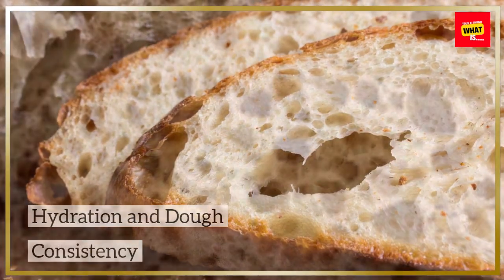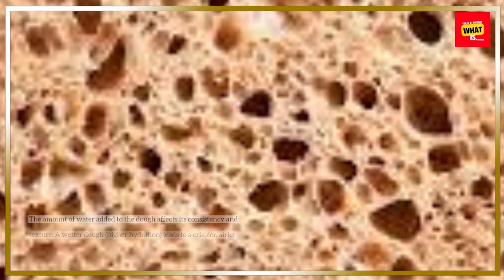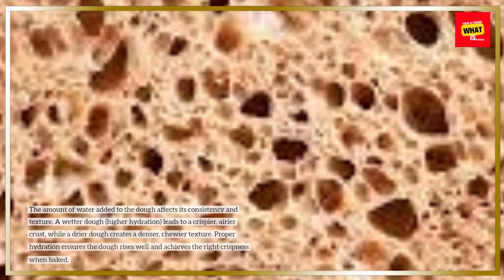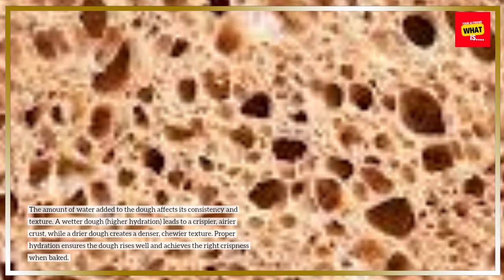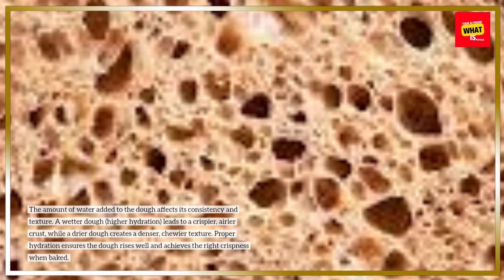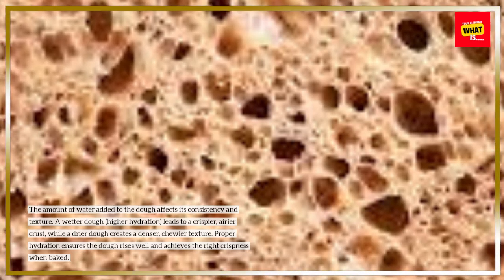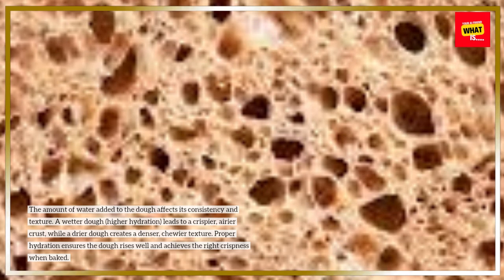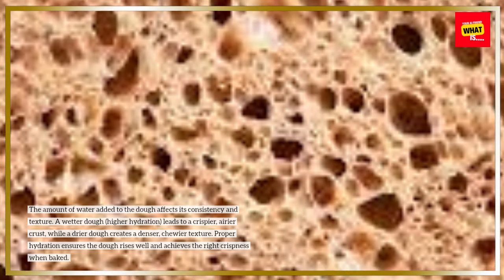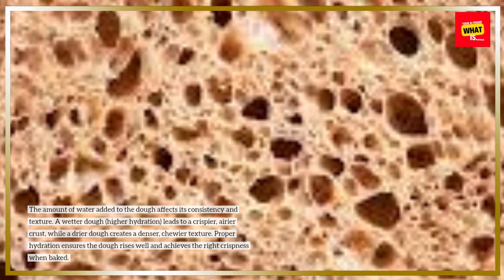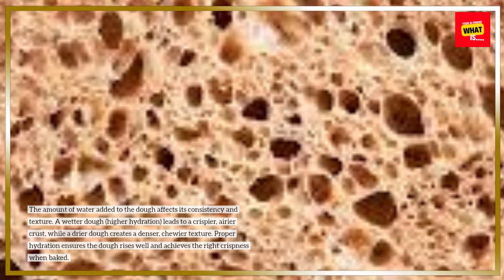Hydration and dough consistency. The amount of water added to the dough affects its consistency and texture. A wetter dough, higher hydration, leads to a crispier, airier crust, while a drier dough creates a denser, chewier texture. Proper hydration ensures the dough rises well and achieves the right crispness when baked.